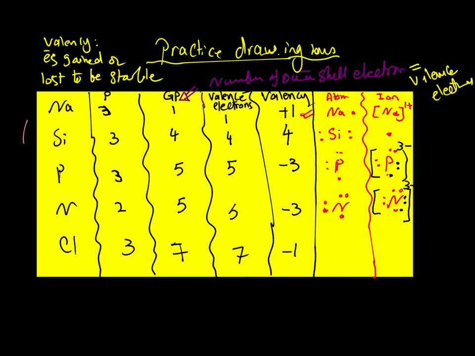Cl has 7 electrons, 1, 2, 3, 4, 5, 6, 7. It will gain 1. 1 to gain means 8. So you will add 1 electron here and make an ion with charge 1-. Remember, this charge is the valency of the ion. Okay? And this drawing, we call it Lewis structure. Lewis structure of the atom or of its ion.